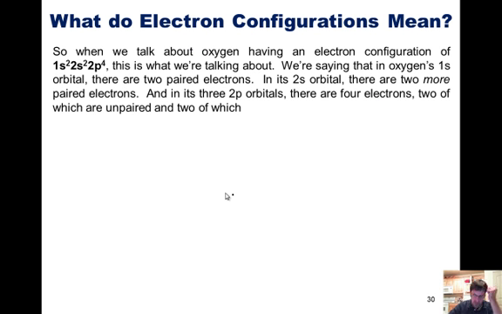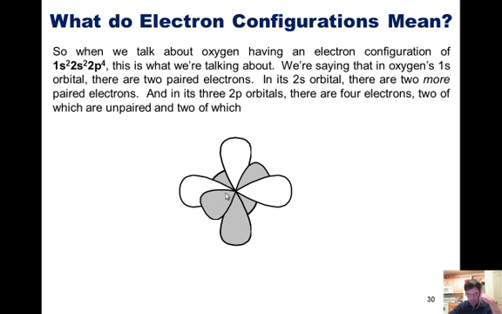So when we talk about oxygen having an electron configuration of 1s2, 2s2, 2p4, this is what we're talking about. We're saying that in oxygen's 1s orbital, there are 2 paired electrons. In its 2s orbital, there are 2 more paired electrons. And in its 3 2p orbitals, there are 4 electrons: 1, 2, 3, and 4.